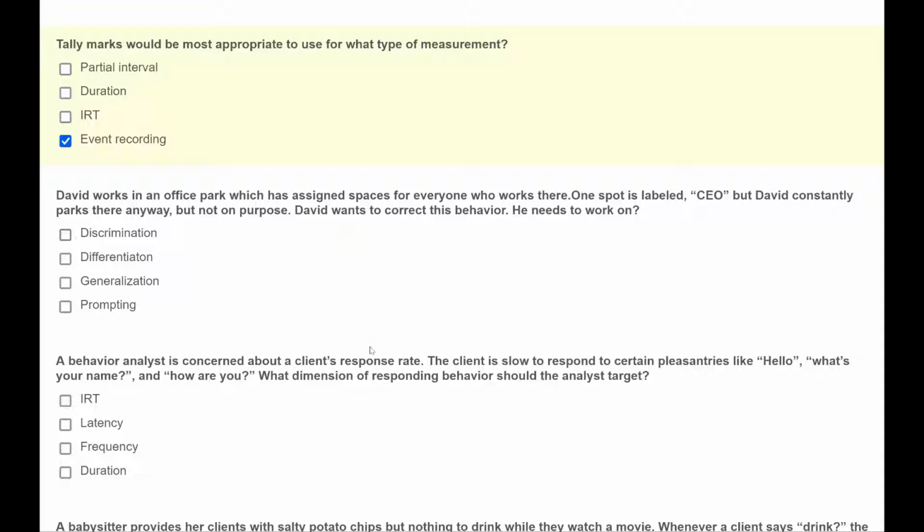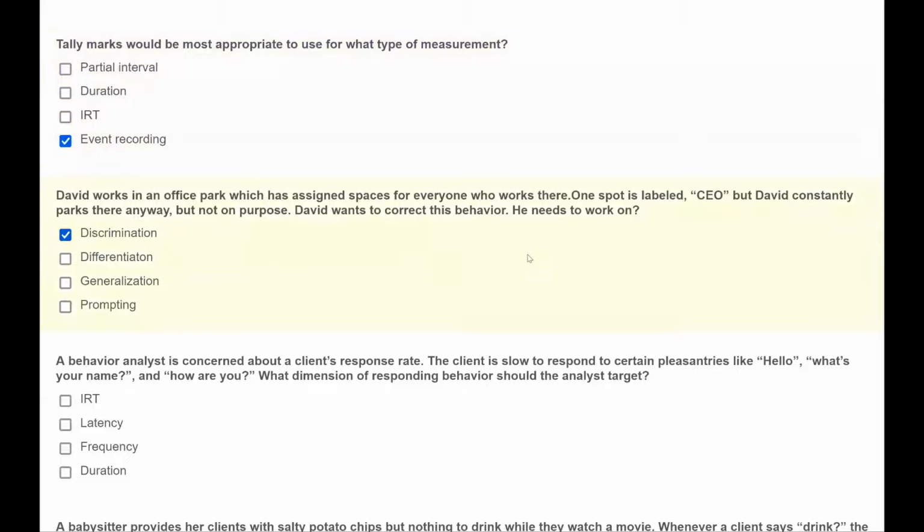Differentiation, also known as response differentiation, is different responses. David is only engaging in parking. It's the same response regardless of the stimuli. He just needs to park in the correct spot. He needs to be able to discriminate between the CEO parking spot and the non-CEO parking spot. What does David need to work on?